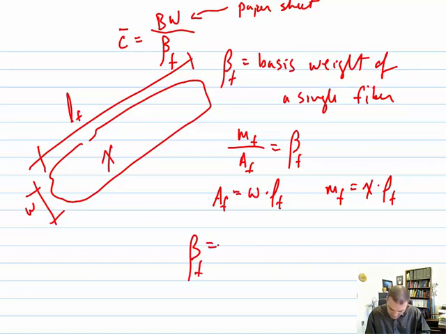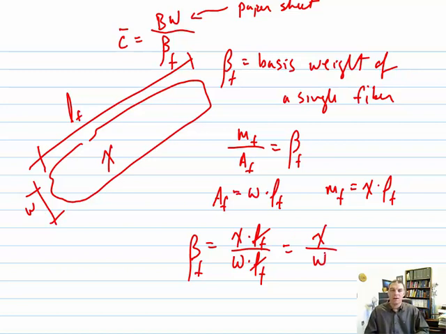And we see the basis weight of the fiber is equal to the coarseness times the length of the fiber over the width times the length of the fiber. And immediately we see that the length of the fiber is eliminated, and we end up with the basis weight of the fiber is the width of the fiber divided by the coarseness.